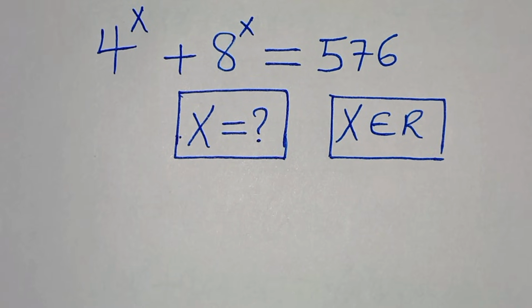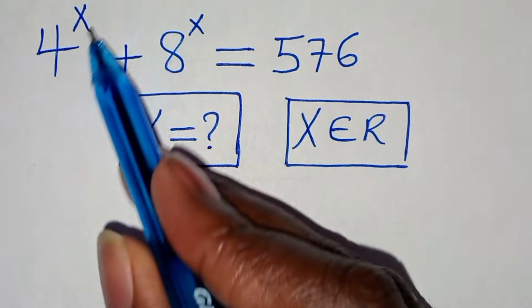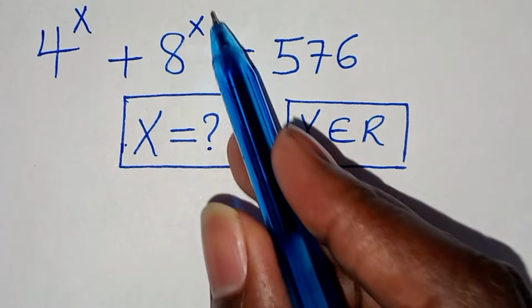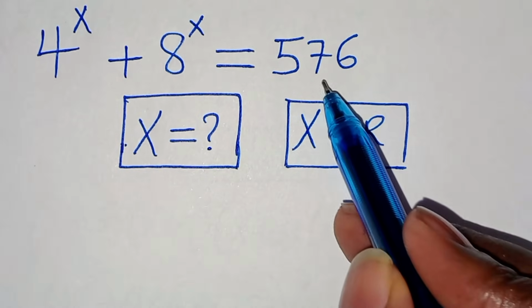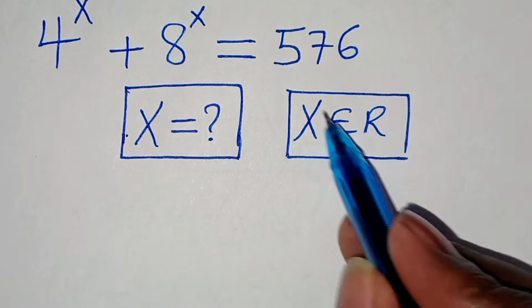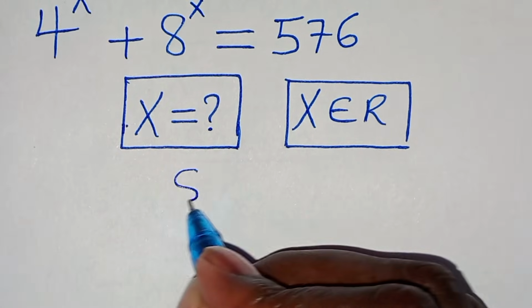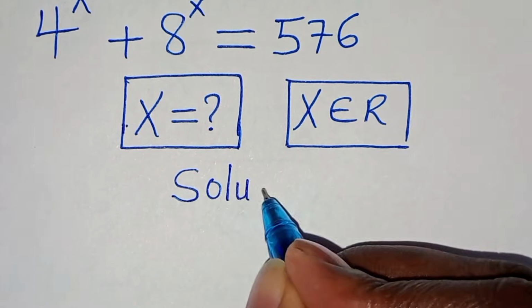Hello everyone, you're welcome to solve this nice exponential equation, which is 4 to the power of x plus 8 to the power of x. This is equal to 576. What is the value of x given that x is a member of real numbers? Now let's provide a solution from here.